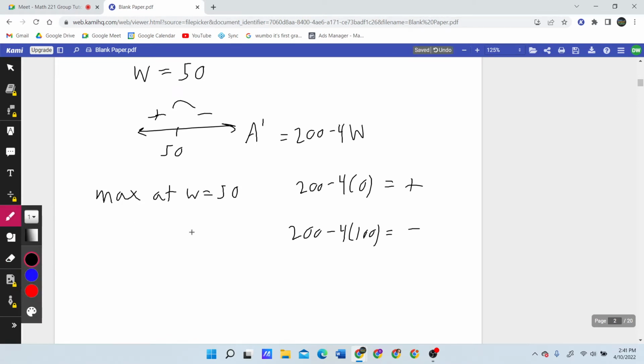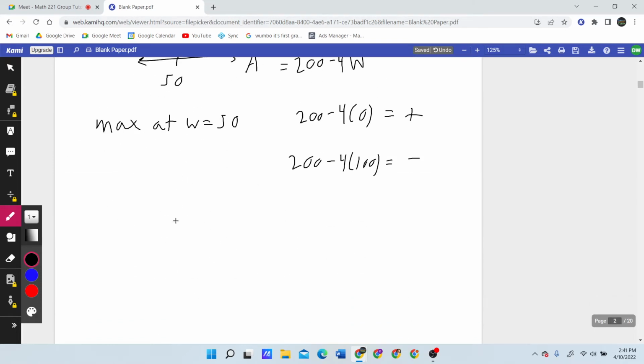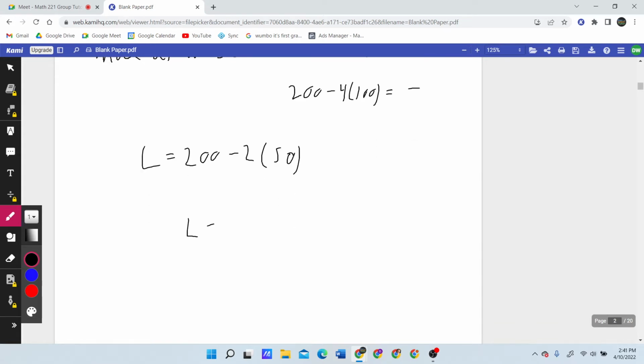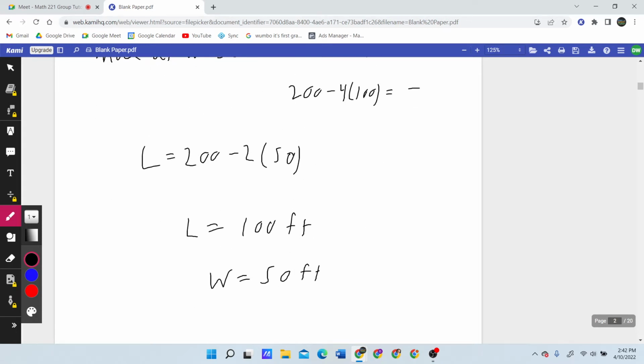Now I just need to find the length. And to do that, I plug back into the constraint, not the objective. I solve back into the constraint. And the constraint we said right here, the L value is just equal to 200 minus 2W. L is going to equal 200 minus 2 times 50. And we're going to get L equals 100. So the length is 100 feet. The width is 50 feet. And there's my answer. I am done.